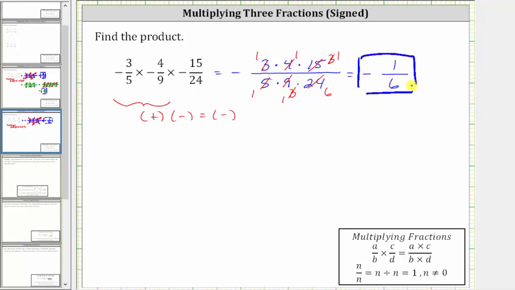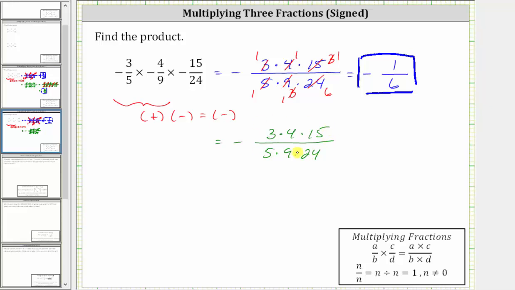I do want to mention, if this way of simplifying is confusing or hard to follow, we can also take a look at the prime factorization of each of these factors. The benefit of the prime factorization method is that we can actually see all the common factors between the numerator and denominator. So let's also show this method. Let's go back to where we had negative, and then in the numerator we had 3 times 4 times 15. In the denominator we had 5 times 9 times 24.